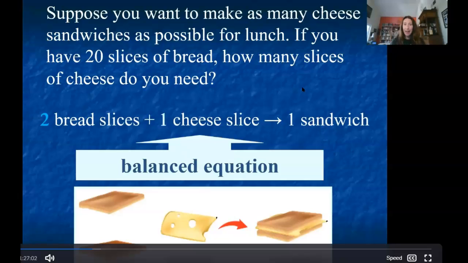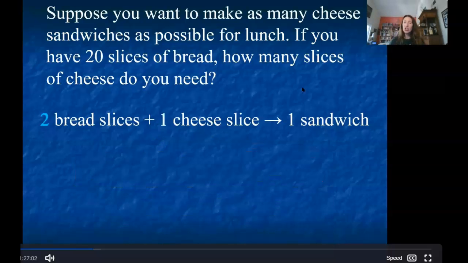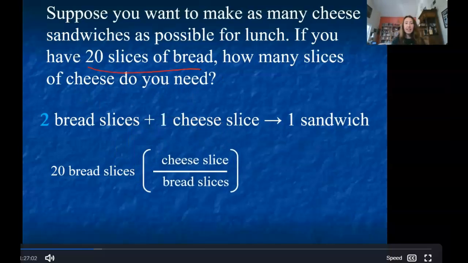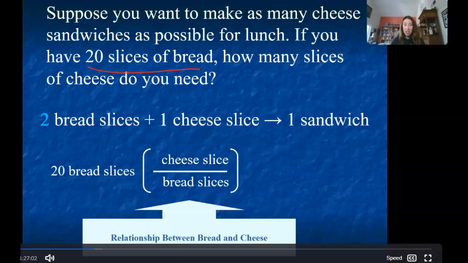So here's our balanced chemical equation. 2 bread slices plus 1 cheese slice gives us 1 very basic cheese sandwich. Now, if we do that using our math, if we start with 20 slices of bread, and then we use the relationship because we have 20 slices of bread.